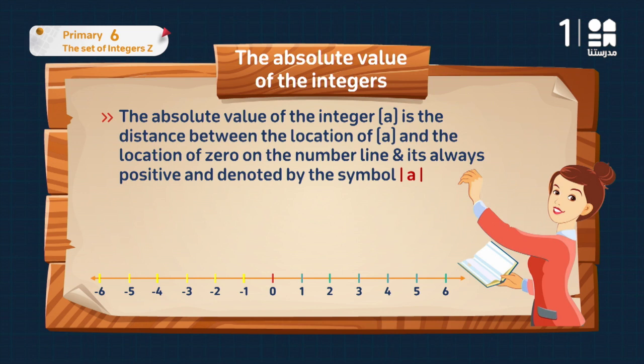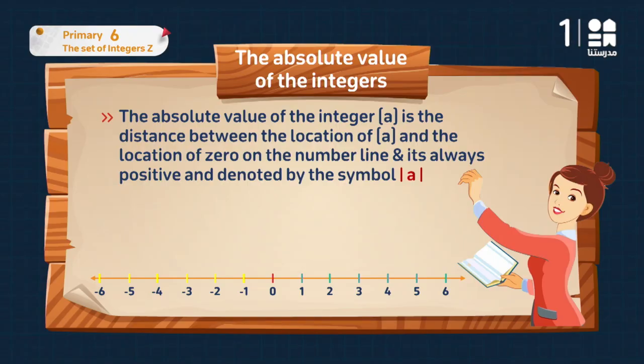Now if I want to know the distance, or the absolute value, of 2, I will count 1 space, 2 spaces. So how many spaces between 2 and 0? It will be 2. So I don't have to say negative. The absolute value is always positive. If it's a negative number or a positive number, the answer will be positive because I'm counting the distance from a number to the zero.